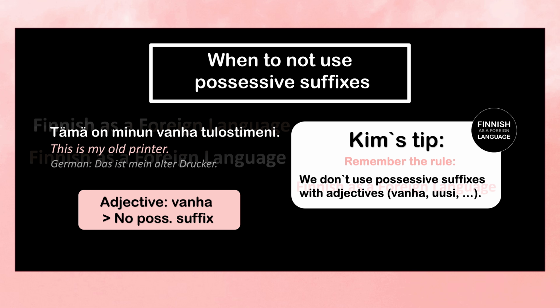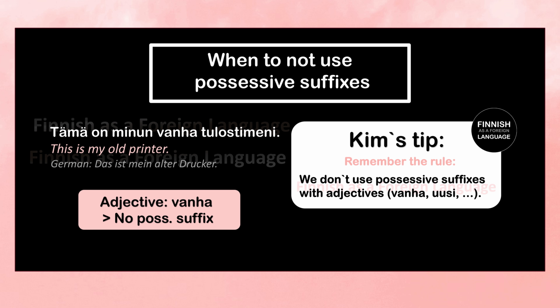Tämä means this, on is, minun, my, vanha, old, it's an adjective, and tulostimeni means my printer. It's a combination of the word tulostin, which means printer, plus the possessive suffix ni. By the way, if you are wondering why we say tulostimeni, it's because the possessive suffix ni gets added to the stem of the word. The stem of tulostin is tulostime, so that's why we say tulostimeni. Tämä on minun vanha tulostimeni.